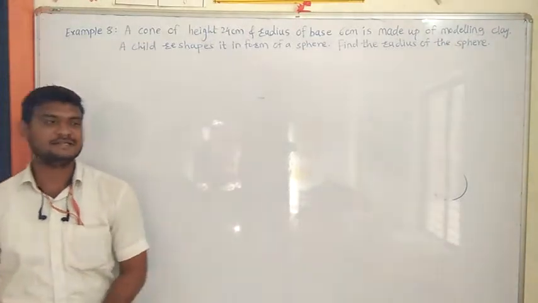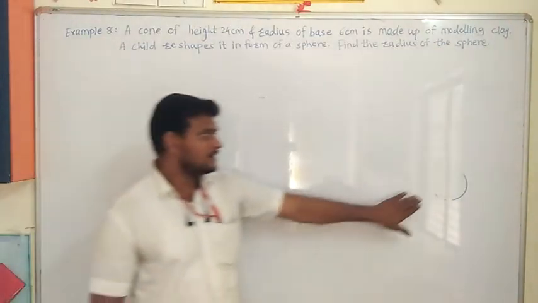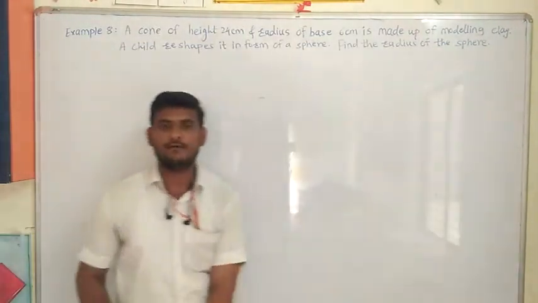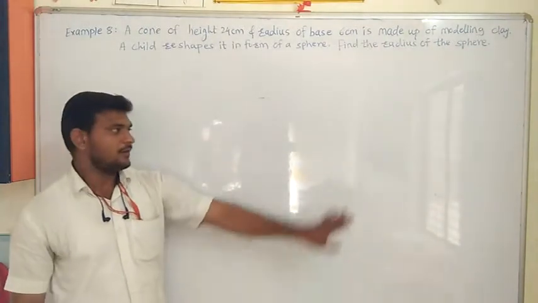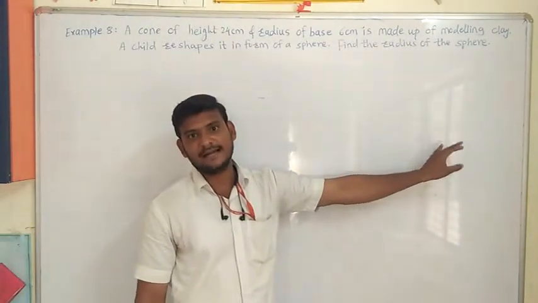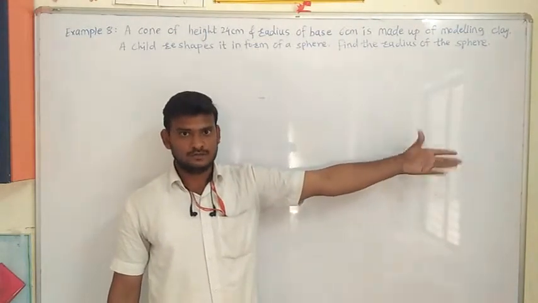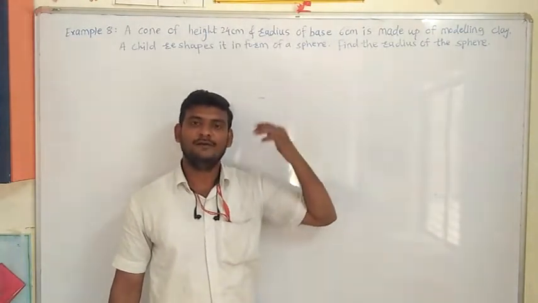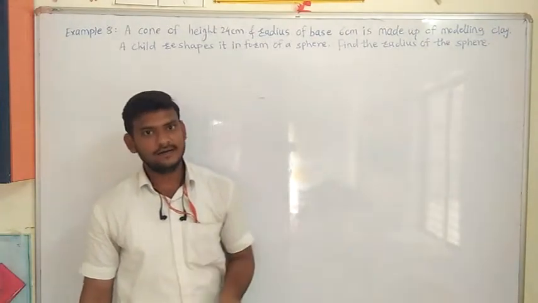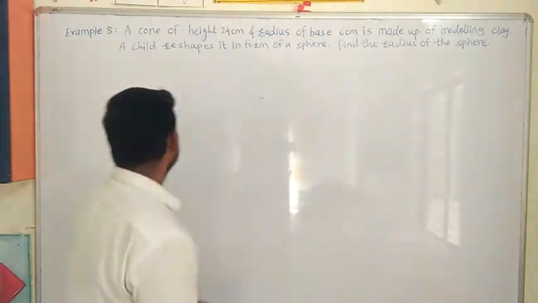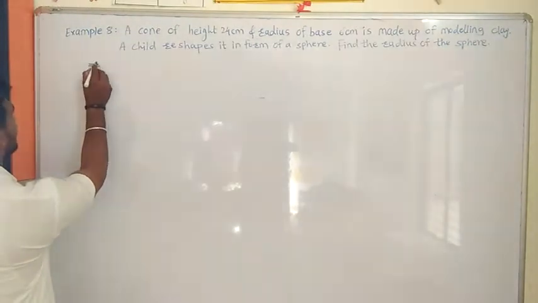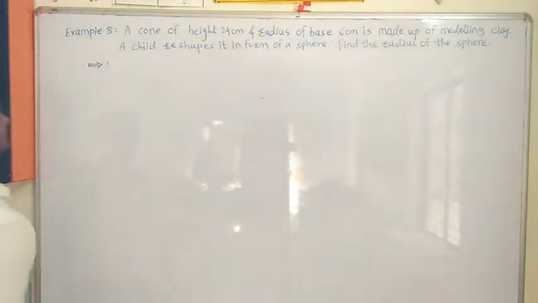Okay, students, now we will see examples based on the conversion of solids from one form to another form. With the basis of an example, we will understand how to find the volumes of the converted solid, or you may find one of the dimensions of a converted form solid. Okay, see here, example number 8. In example number 8, what is asked?